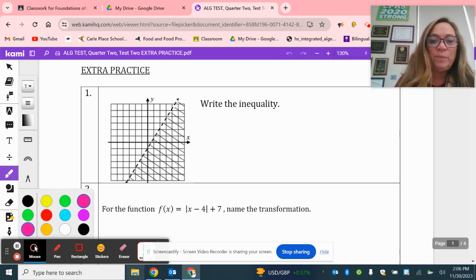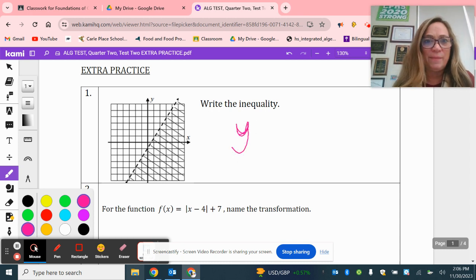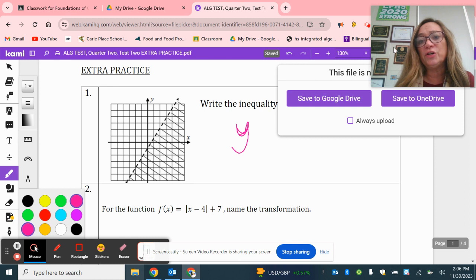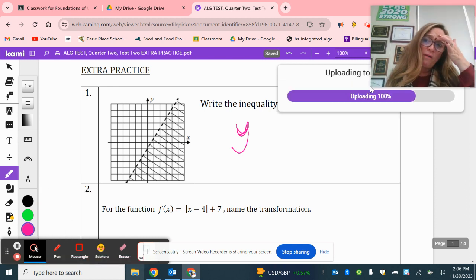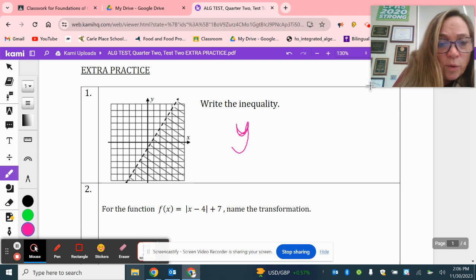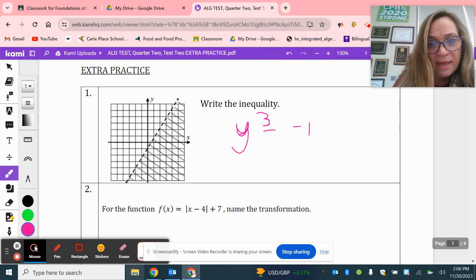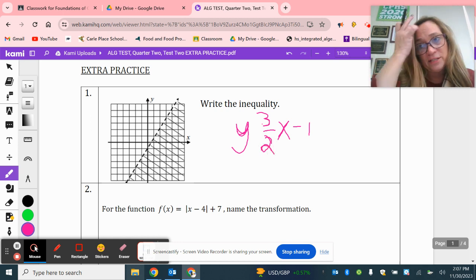But the idea would be that I'm going to start with y, and then I'm going to use mx plus b just because it's easier to write an equation that way if I have the slope and the y-intercept. So the y-intercept is -1. And the slope is definitely positive, and it looks like it's going up 3 and right 2. So that's going to be an x.